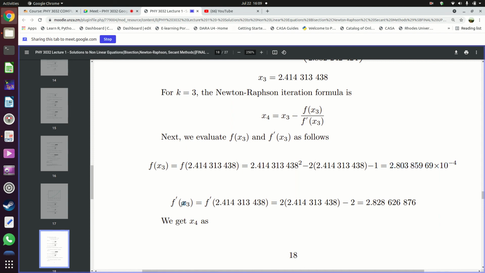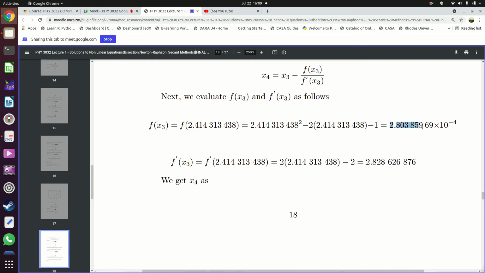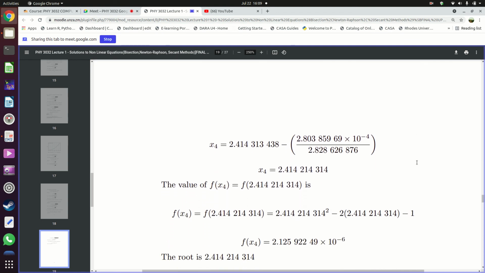Okay, so the value of the derivative at x3, that's f prime of 2.414313483. So that's going to be 2 times 2.414313483 minus 2. So you end up having 2.828626873. So we've got the value of the function at x3, and we have got the value of the derivative at x3. So with this, we substitute.